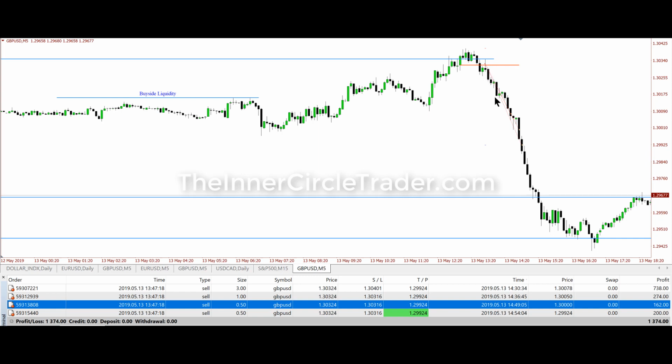And then it never came back. It just kept going lower, lower, lower. I was looking at this low here as the first objective or first scaling on profits. That's what you see here. That's this run below here. That's me exiting on that.